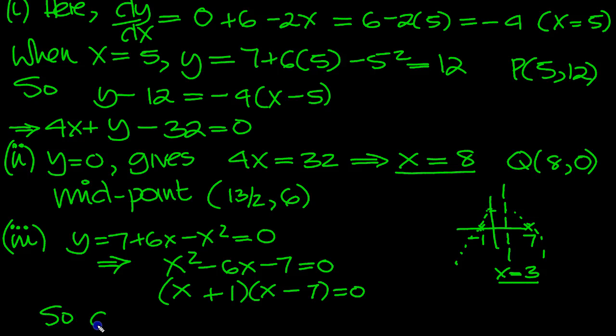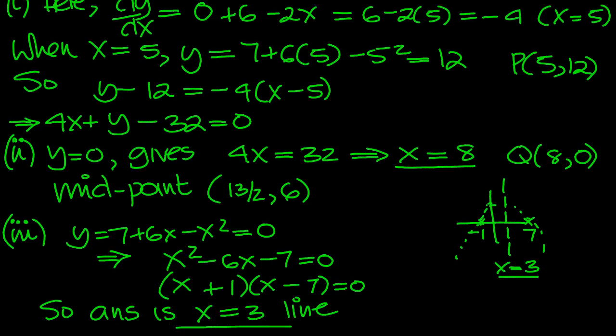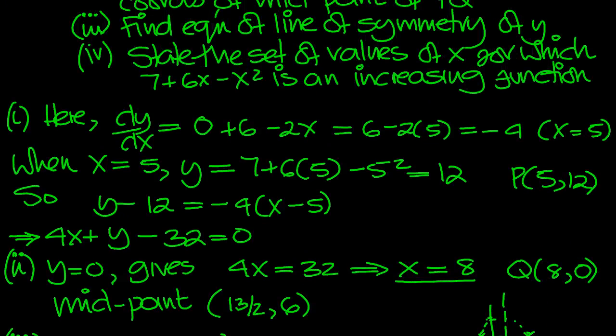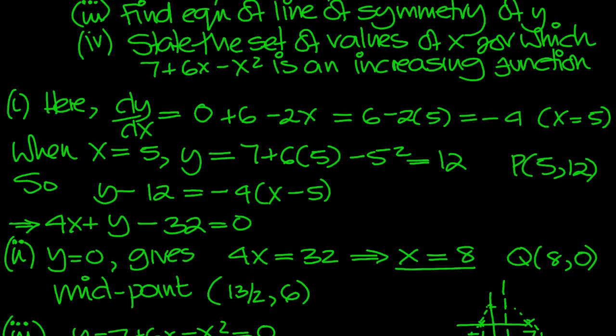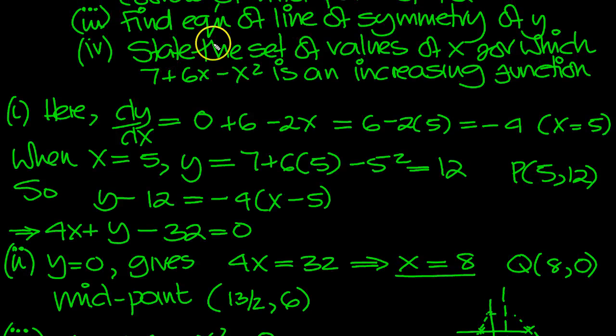So answer is x equals 3 line. There we go, there's the line of symmetry then, halfway between the curve. We could have completed the square and worked it out similarly. Okay, right, so that's the line of symmetry.